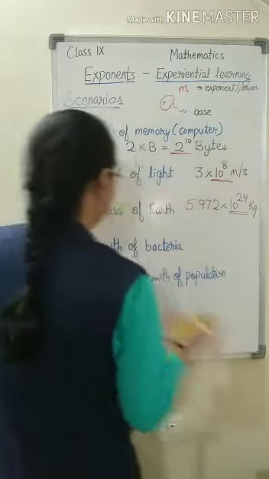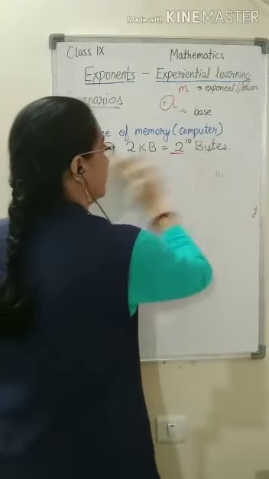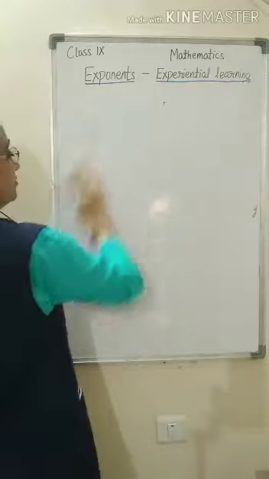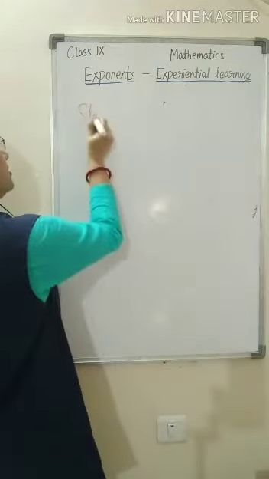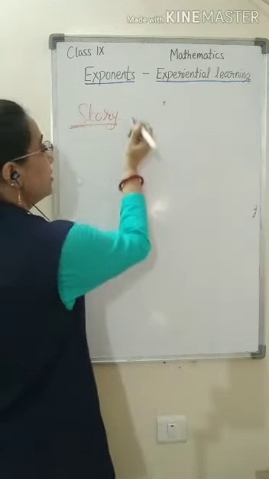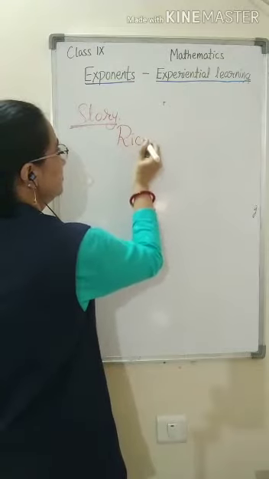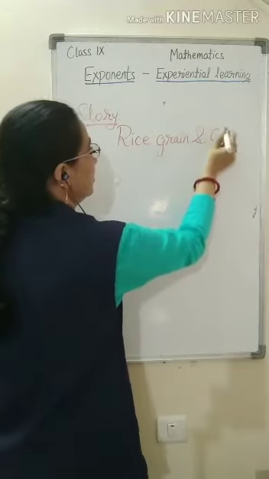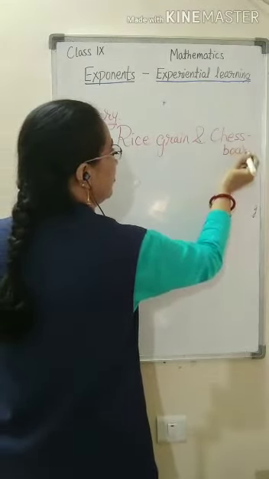Now, to further study this, let us take a story, and that story is going to tell us what is the strength or the power of exponents. So now we are going to discuss a story. I think some of you must have heard about it. This is the story of a rice grain and a chess board.